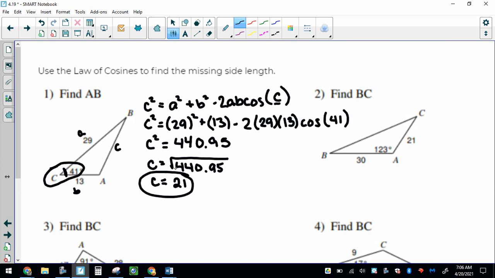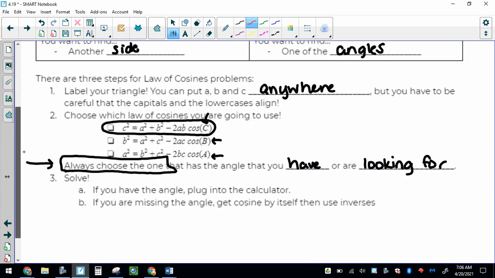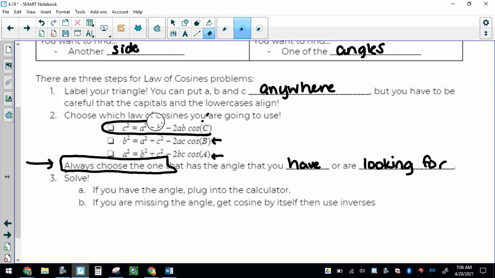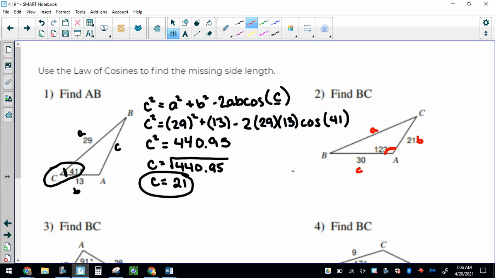All right, so that's all it is. It is a lot of plug and chug. So let me change colors here. In this case, it gave us angle A. So here's little a. Across from the capital B is little b. Across from the capital C is little c. Since it gave us the capital A, if I back up here, you're always going to choose the one which angle it gives you. So since it gave us angle A, this time we need to choose this third one. a squared equals b squared plus c squared minus 2bc cosine A.